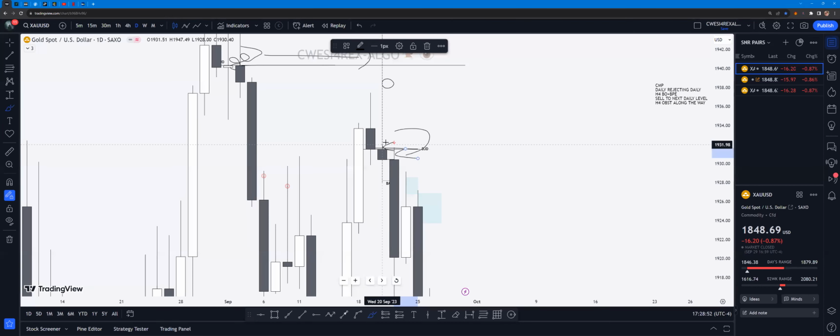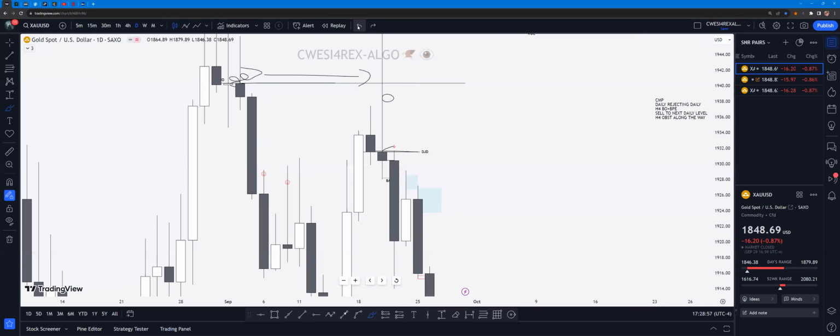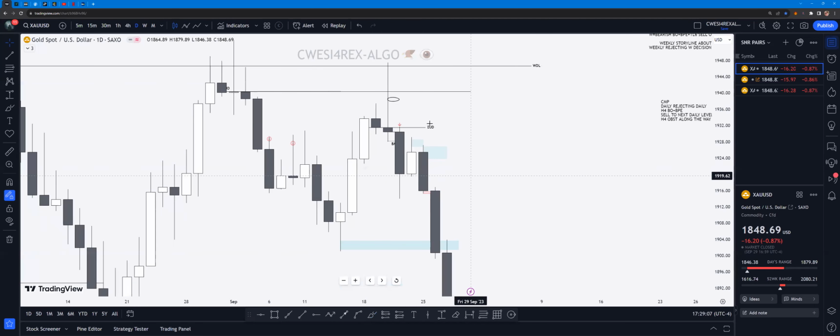So we are no more interested in this candle or resistance level again. We are interested in this candle now. You understand? Yeah, so this is how I read this price action over here. So we had this daily rejecting daily.